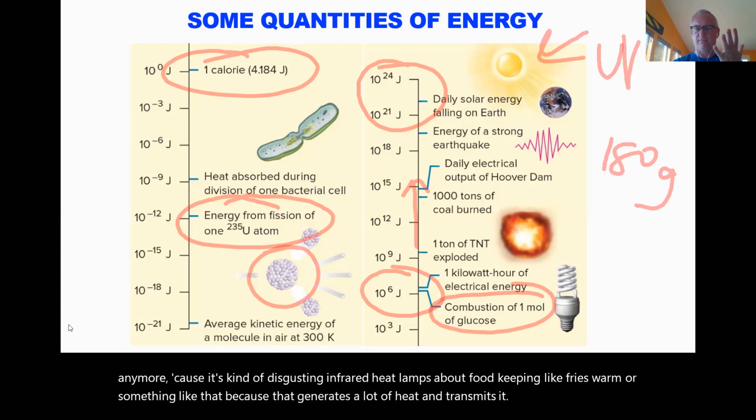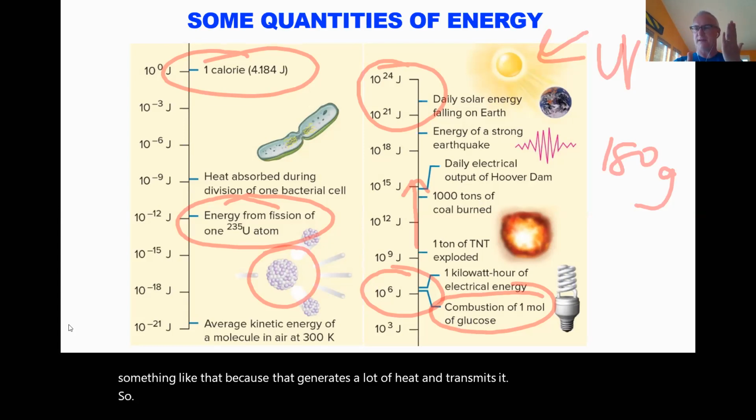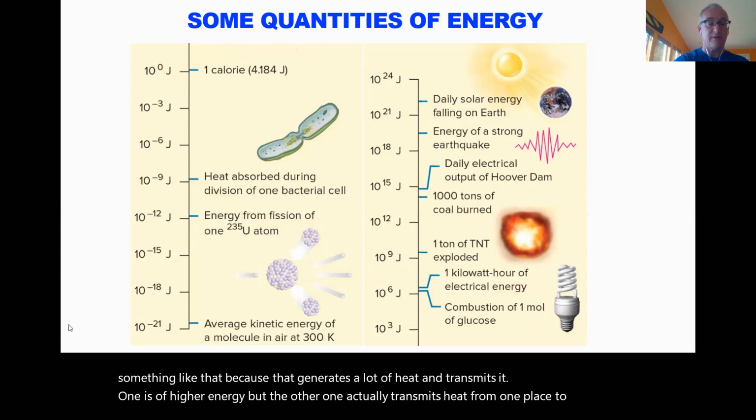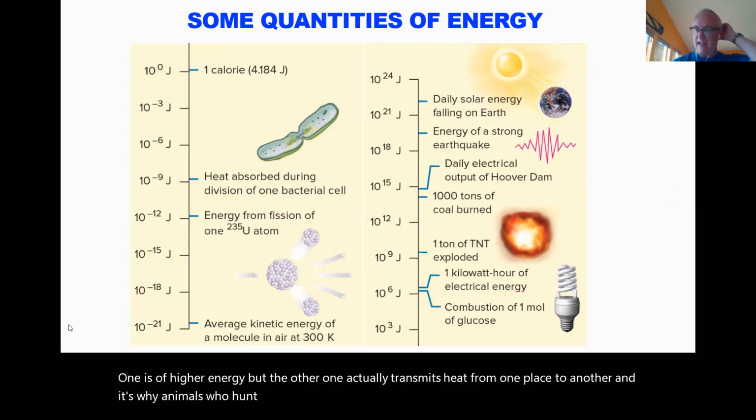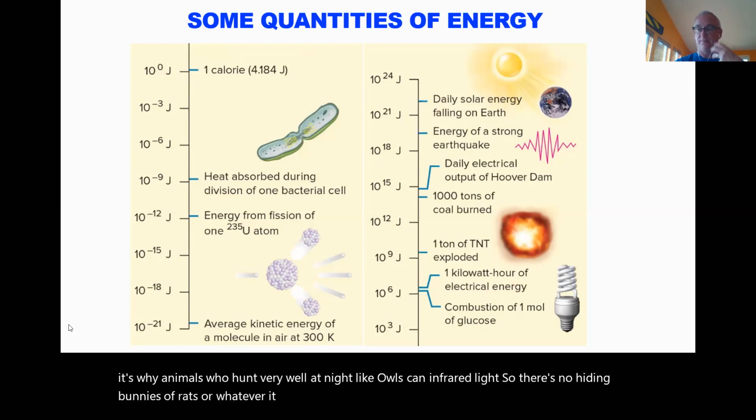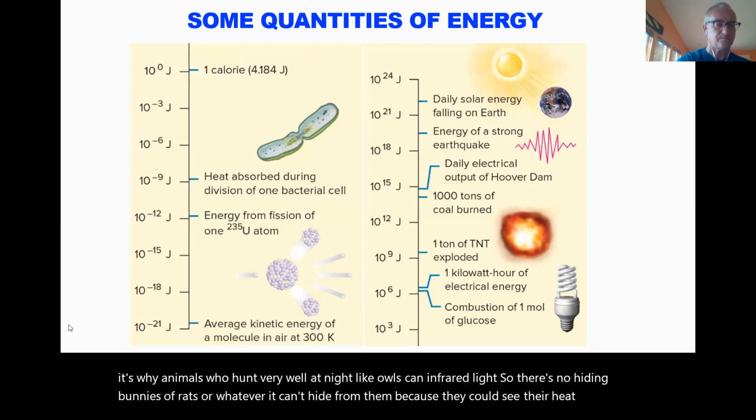So one is higher energy, but the other one actually transmits heat from one place to another. It's also why animals that hunt very well at night, like owls, can actually see infrared light. So there's no hiding. Bunnies and rats or whatever can't hide from them, because they can see their heat signatures as they move.